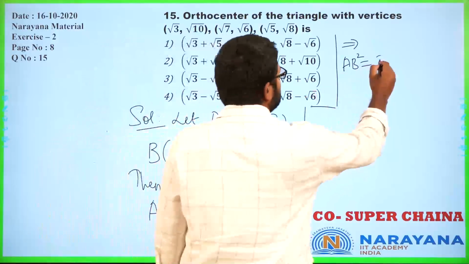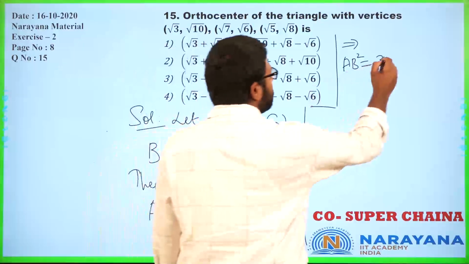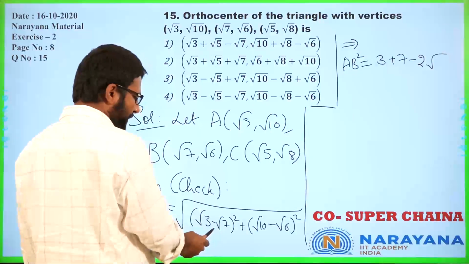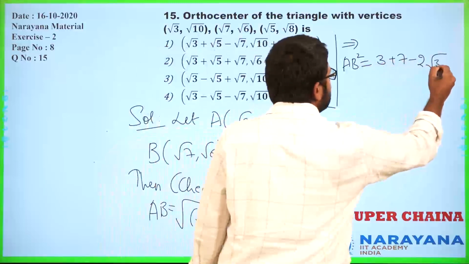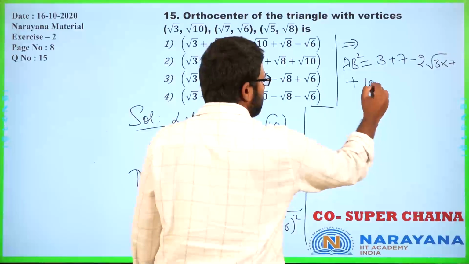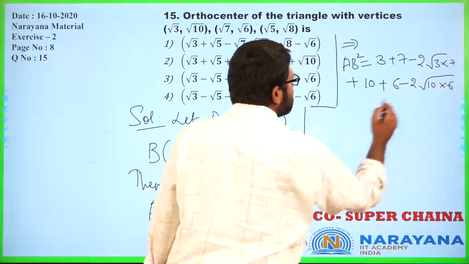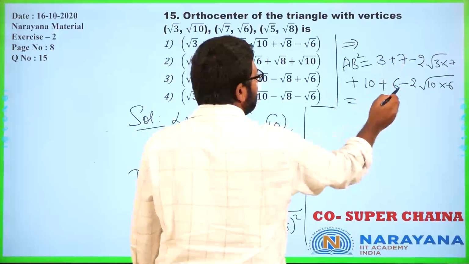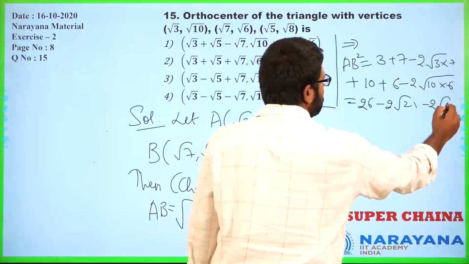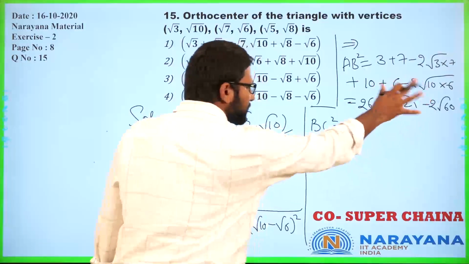You see, this is A minus B the whole square, no? A square plus B square minus 2AB. So, 3 plus 7 minus 2 root 3 into 7, plus 10 plus 6 minus 2 root 10 into 6, right? Which is 10 plus 10 plus 6, 26, minus 2 root 21 minus 2 root 60. That is AB square. You cannot simplify it further, so leave it like that.